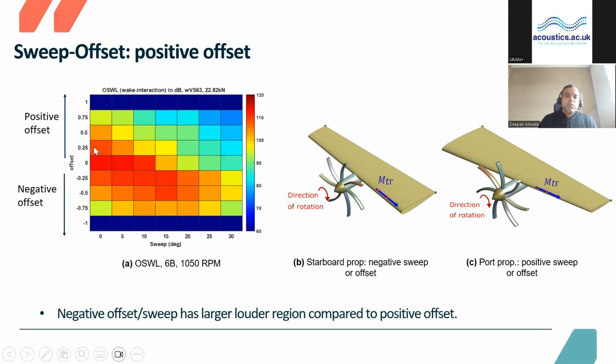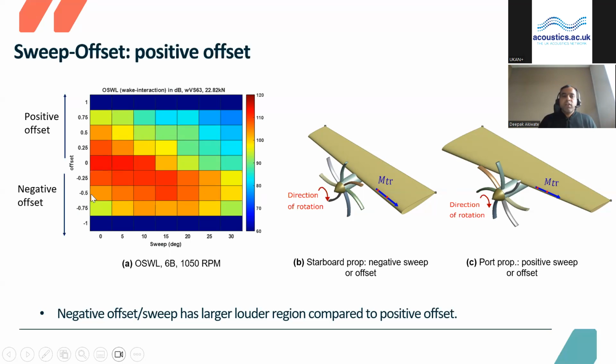So this first part is as usual what I have shown in the previous one, where the high noise region has been restricted towards low sweep and low offset, and with a slight increase in the sweep angle or offset, we can directly reach the low noise region.